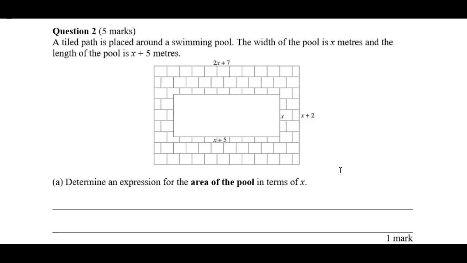All right, question 2. A tiled path is placed around a swimming pool. The width of the pool is x meters. Okay, so this is x down here. Actually, I might draw it. So that's x. And the length of the pool is x plus 5, which is along here. Determine an expression for the area of the pool in terms of x.